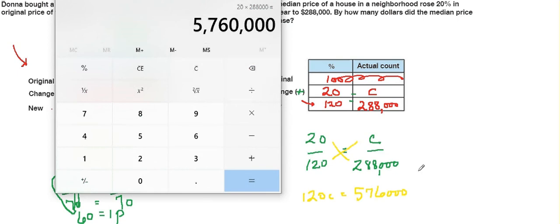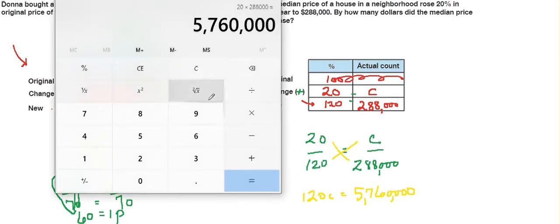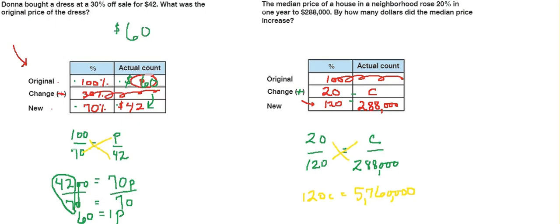Actually, I'm missing a 0. It should be 5,760,000, but then a quick division of that by 120. $48,000 is how many dollars it rose. Does that make sense here? I think so. So we divided both by 120. So 1C is 48,000.